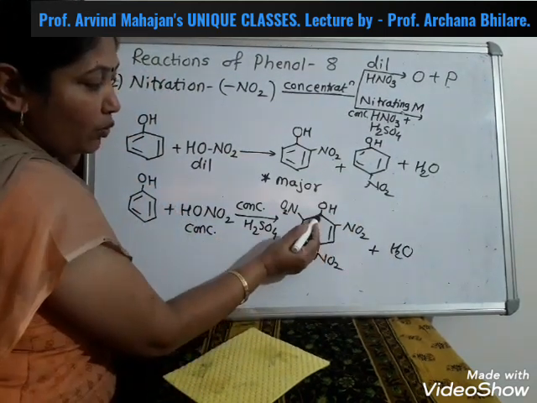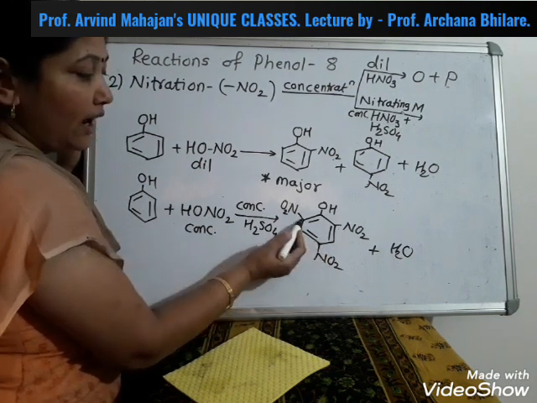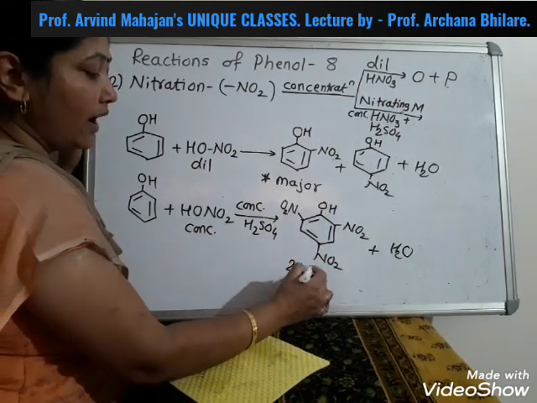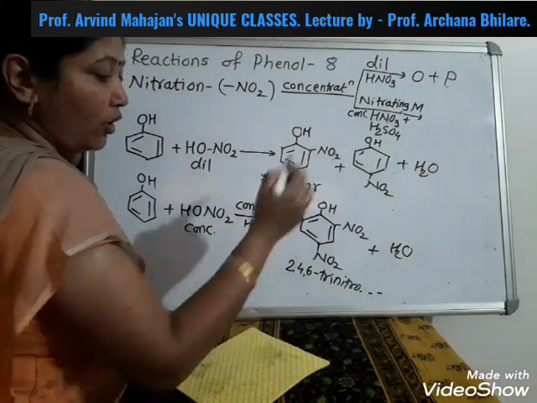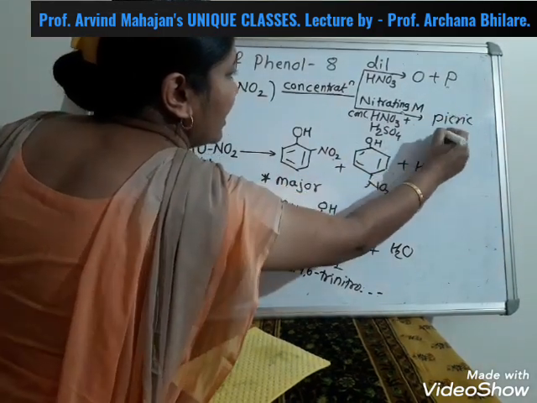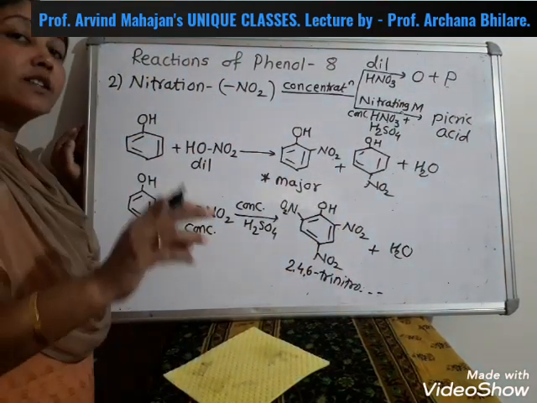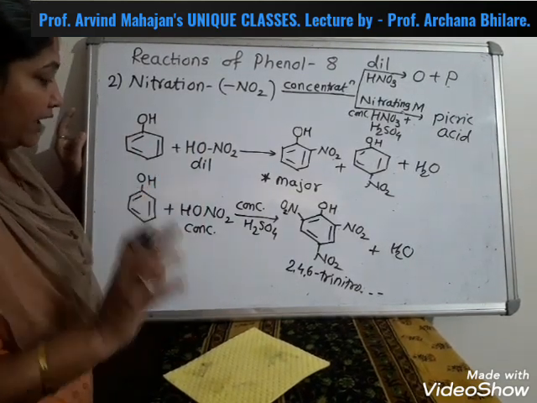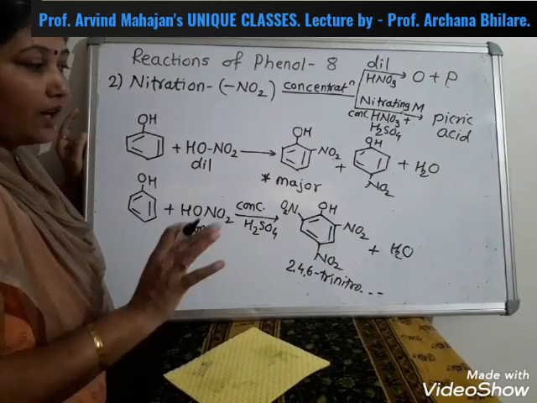So again, this is carbon number 1, 2, 3, 4, 5 and 6. So at second, fourth and sixth position, NO2 groups are there. So it is also called 2,4,6-trinitrophenol, or we call this picric acid. Picric compound. Compounds having NO2 group are always called picric compounds. So this is picric acid. Okay. Many times they ask the question, how will you convert phenol to picric acid? So picric acid means 2,4,6-trinitrophenol.